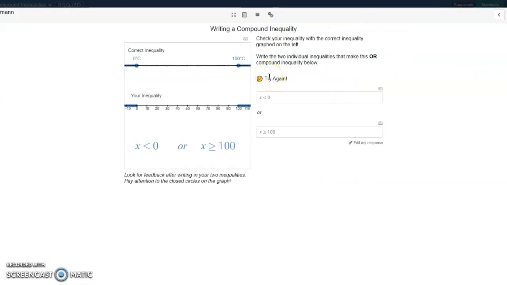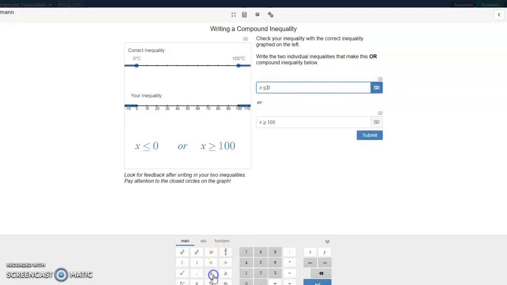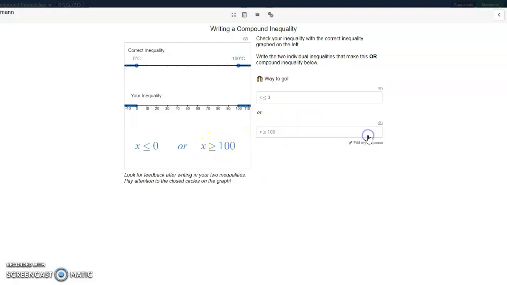All right, so now I need to go ahead and type these in here. So here's my first inequality, and I wrote x is less than 0, and I got it wrong. So I want to change that to x is less than or equal to. And then it says x is greater than or equal to 100. So that's how I'm going to type that in. And then I'll hit submit. And it says, whoo, way to go. And I can see that my inequality and the correct answer match.